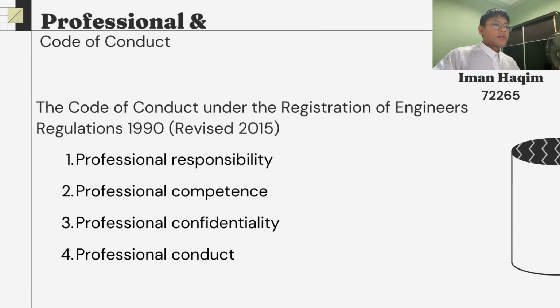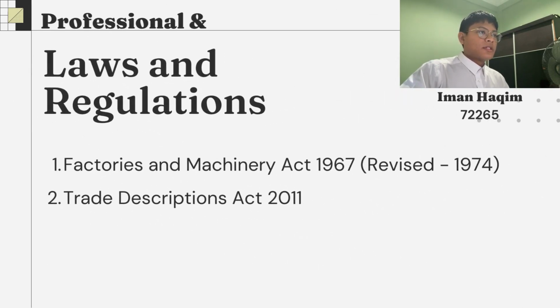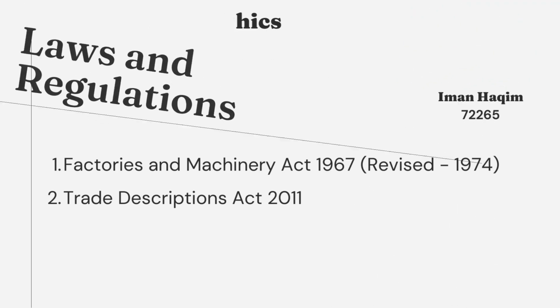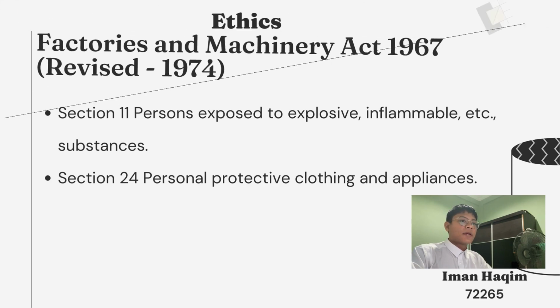Under the Code of Conduct, under the Registration of Engineers Regulations 1990, engineers need to have professional responsibility, professional competence, professional confidentiality, and professional conduct. These are the laws and regulations that need to be complied with, which are the Factories and Machinery Act 1967 and the Trade Description Act 2011. Under Factories and Machinery Act 1967, we have 2 regulations, which are Section 11, persons exposed to explosive, inflammable, etc. substances, and Section 24, personal protective clothing and appliances.